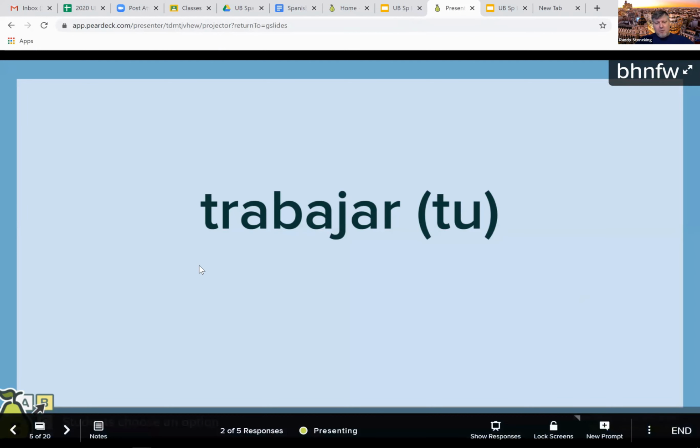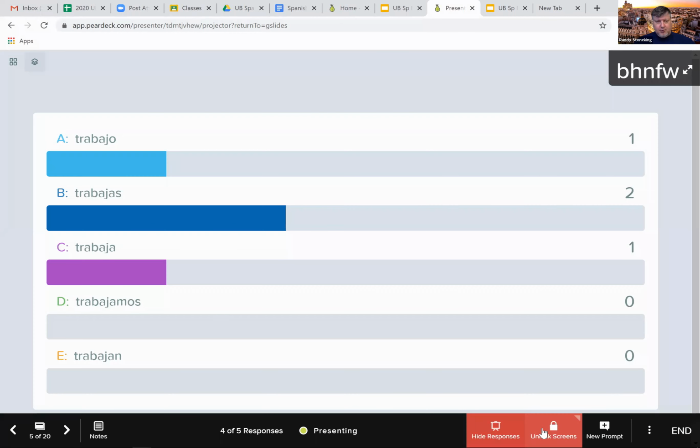Five, four, three, two, uno. Lock them out. How's our responses look? Tu trabajo, tu trabajas, or tu trabaja? 1, 2, and 1, the B's are correct. Trabajas, tú trabajas. You work or you are working.